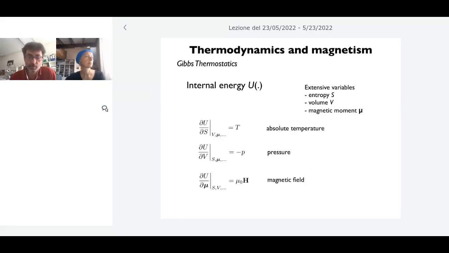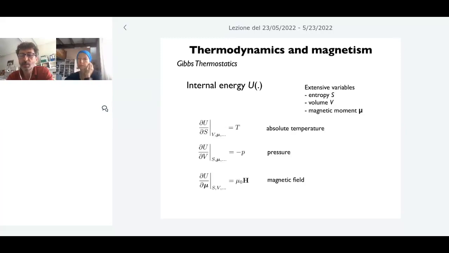These are called conjugated thermodynamic variables because the product of one extensive and one intensive gives an energy. So entropy times temperature, pressure times volume, mu zero magnetic field times magnetic moment. They all give an energy, total energy in this case. This is Gibbs thermostatics, so an axiomatic way to see thermodynamics.